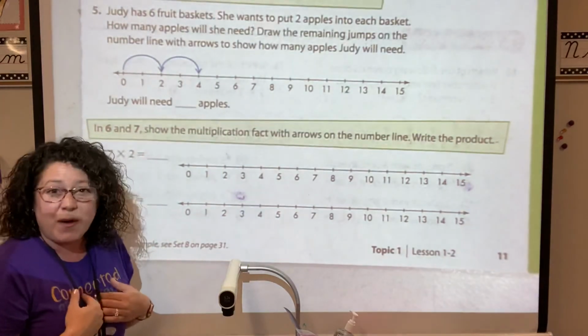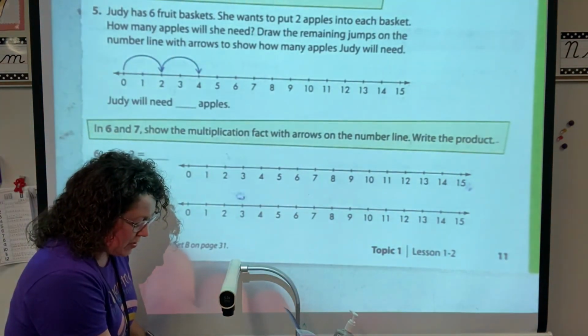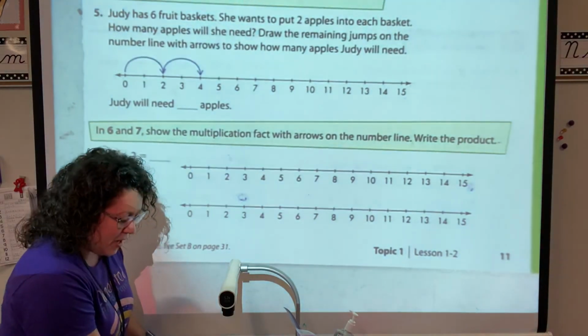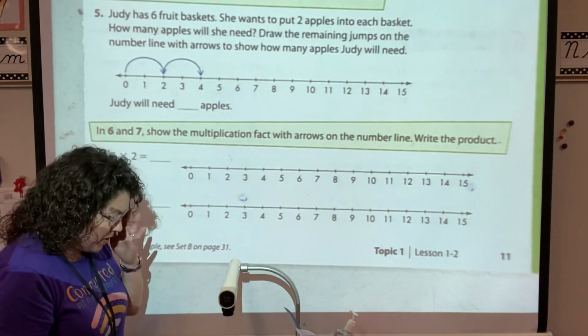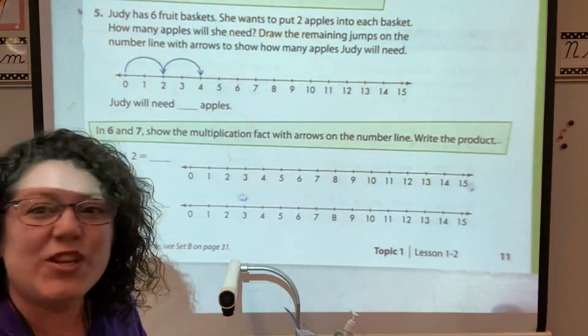And what I really want you to get out of the lesson today is remember in your head, 7 groups of 2, 3 groups of 3. Okay, remember that multiplication symbol means groups of, and it'll make everything easier. All right? No discussion post.